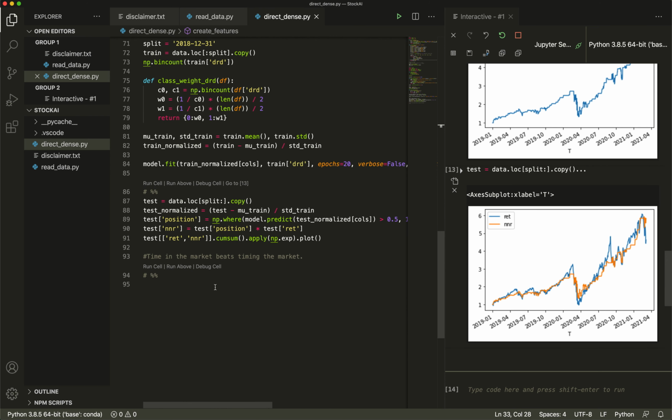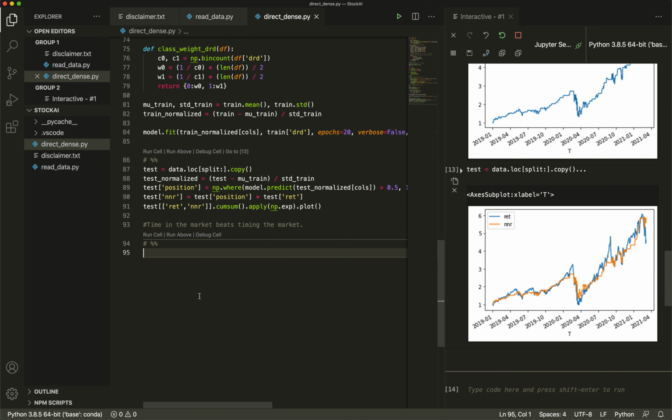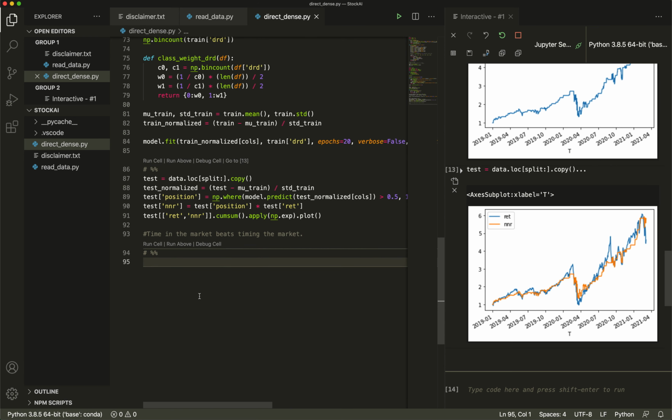So how do I know if my prediction of the next day price movement is correct or not? Let's do some evaluation. How many predictions are correct versus how many predictions were wrong? Let's do model.evaluate, and then test normalized codes, and then test DRD. That's our label.